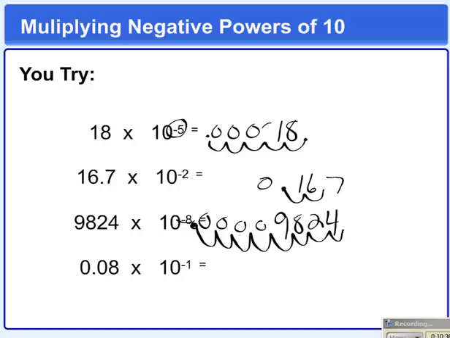And here I have 8 hundredths times 10 to the negative 1. Move that decimal place 1. And I have now 8 thousandths. So that is how you would do multiplying negative powers of 10. If you had any problems with that, please go back and review the lesson.